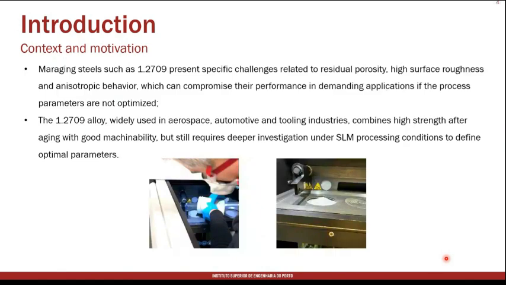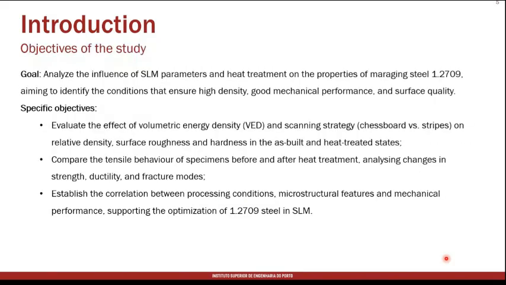The alloy steel, such as the one that we are addressing today, the 1.2709, has specific challenges in the fabrication related, for example, to residual porosities, high surface roughness, and anisotropy, which can compromise their performance. Since this alloy in particular is widely used, it is relevant and important to optimize the fabrication parameters and investigate the processing conditions so that we can reach the best properties possible.